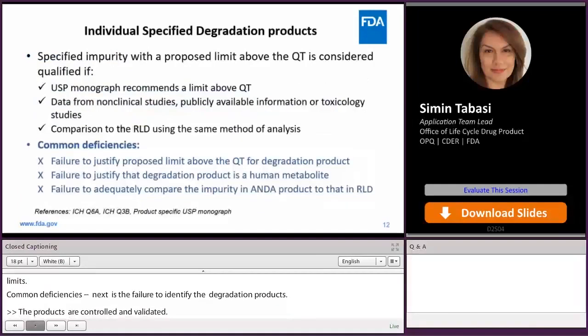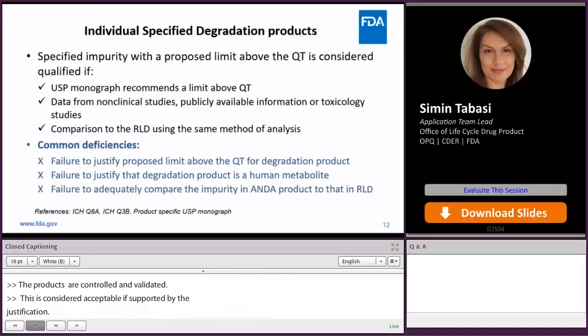Specified degradation products with a limit above the qualification threshold is considered acceptable if supported by the following justifications. First, the USP monograph recommends a limit above the qualification threshold, or supporting data from non-clinical studies, publicly available information, or comparison to the RLD using the same method of analysis.